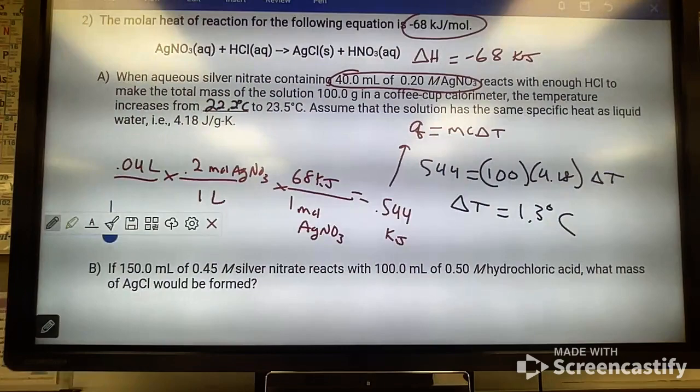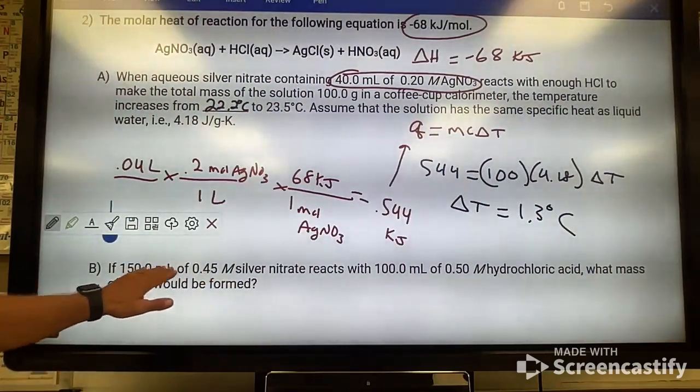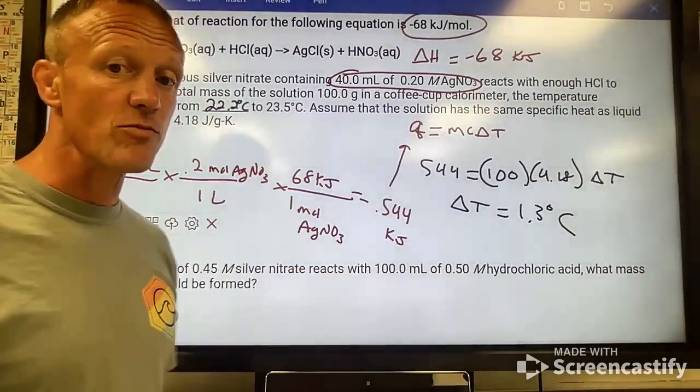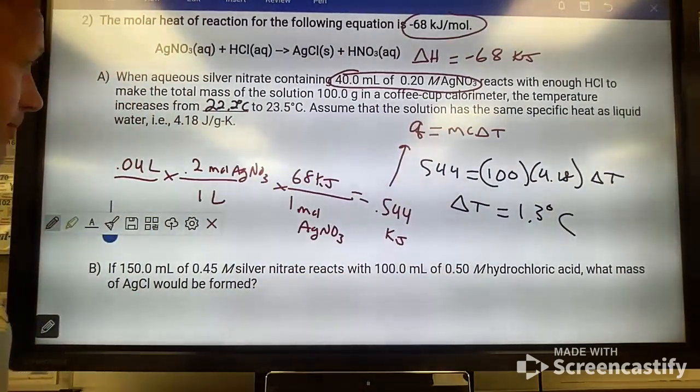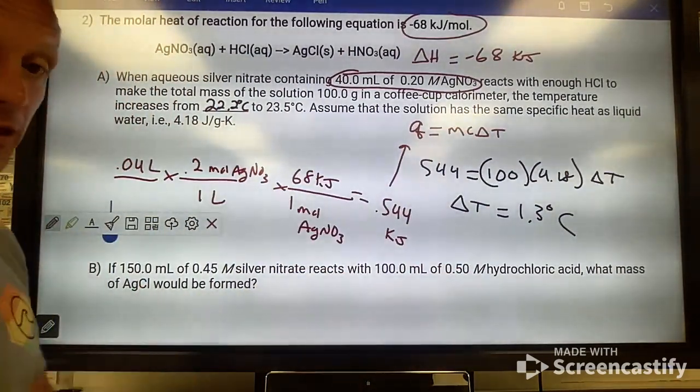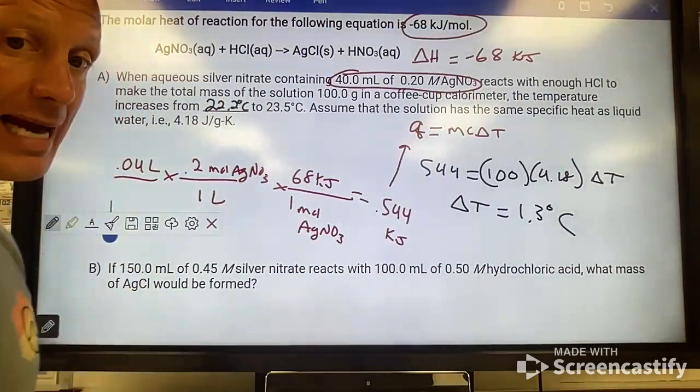Next one, you have some silver nitrate and some hydrochloric acid. So it's giving you both those. So you probably need to know limiting reactant, what mass of AgCl would be formed. Not a thermochemistry question. You just got to figure out limiting reactant.